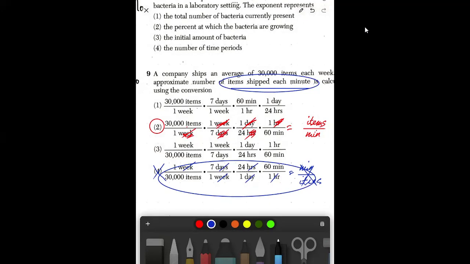So that's it. That's how you do it. Always look for things that you can cancel out. See what you have left on the top, and see what you have left on the bottom. If it's matching what you're looking for, or what you're trying to convert it to, that's your answer. So the answer for this one is number 2. I'm going to stop and post.